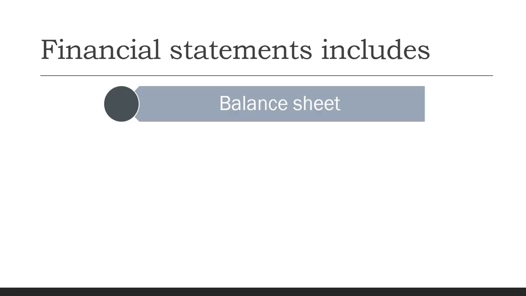So what types of financial statements are important, or what are the things included in financial statements? Let us see one by one. The first thing is the balance sheet. A balance sheet is a financial statement which shows the financial position of your company, the strength of your company, or how your company is performing. How can you say that? By seeing a balance sheet, you can understand the financial position of the company.